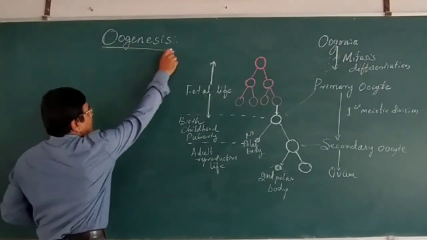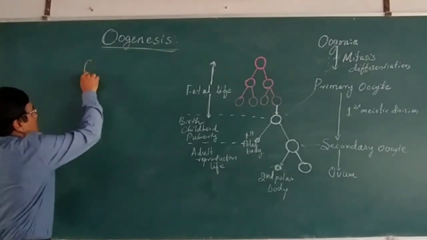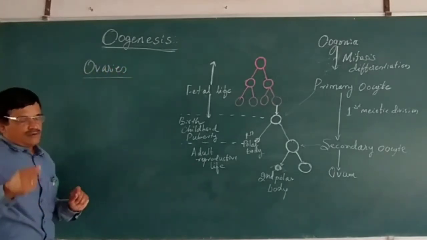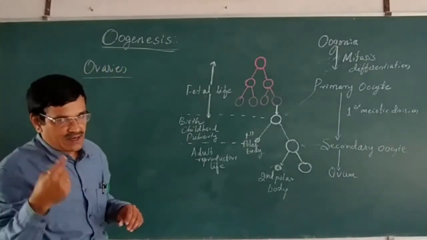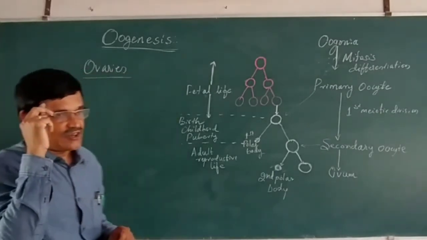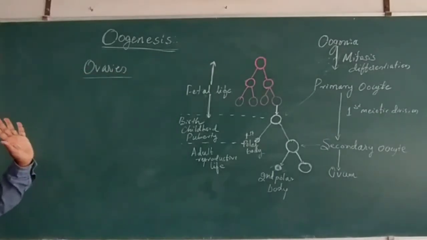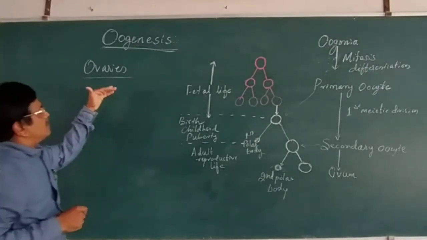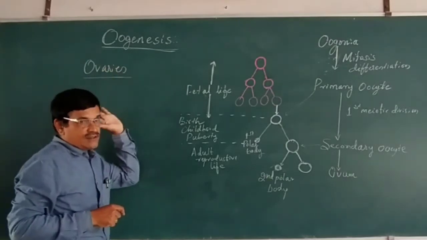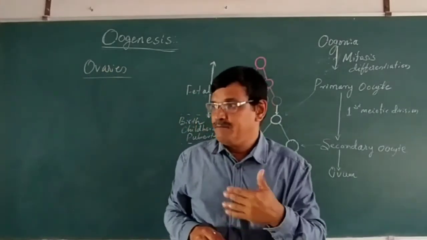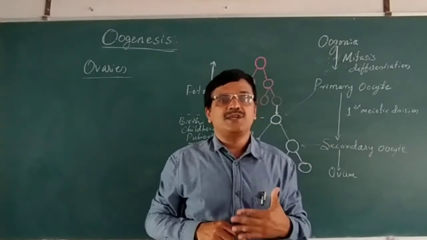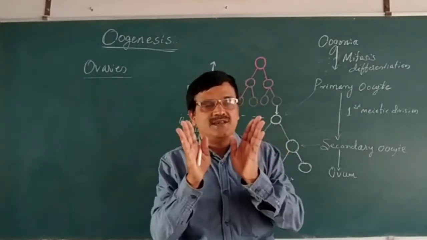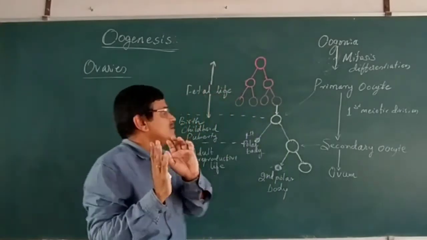Oogenesis occurs in the ovaries. As we know, they are paired organs. Ovaries are the paired primary sex organs in the human female. There are differences between spermatogenesis and oogenesis. The pattern of spermatogenesis is different from the pattern of oogenesis.